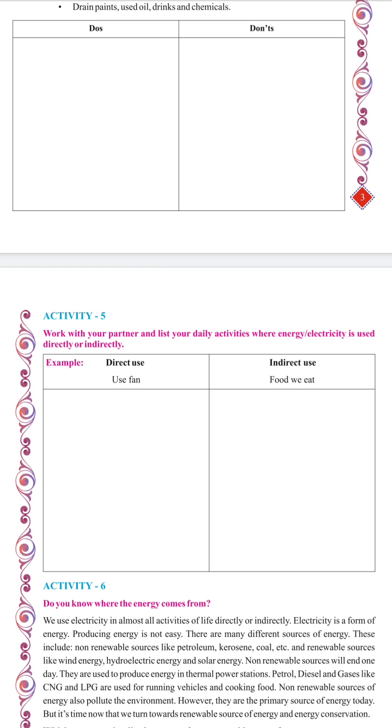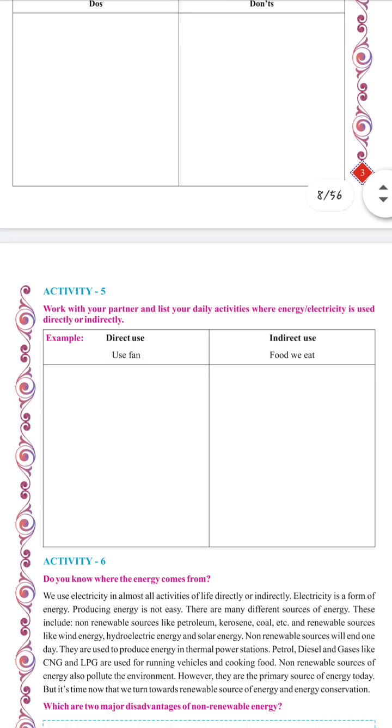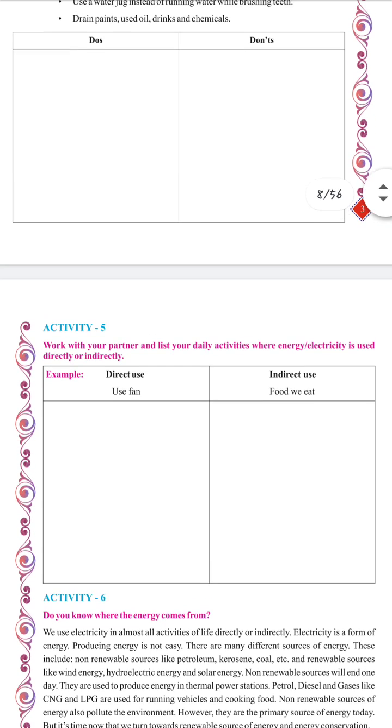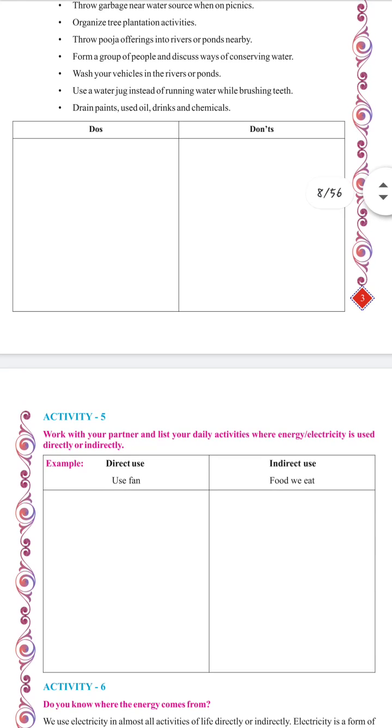So you will have to guess some more examples. Nearly 5 examples should be placed in the direct use and 5 examples should be placed in the indirect use. This is very easy for you all. Try to find the answers, and if you do not get them, you will get the answers in the next video. So I think activity number 1, 2, 3, 4 and 5 is all for today's work. Try to complete these 5 activities. Remaining 5 activities will be included in the next video.